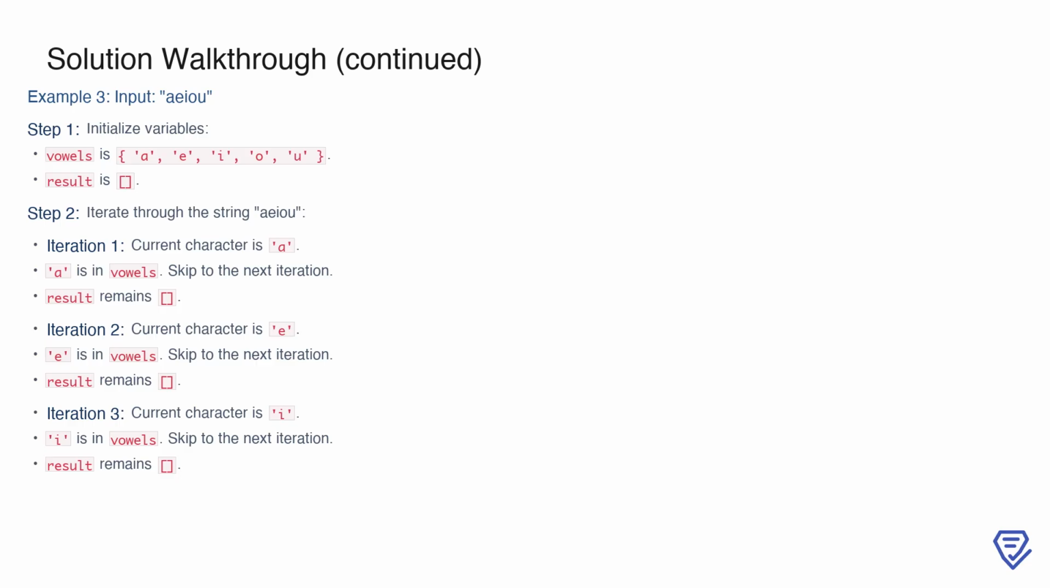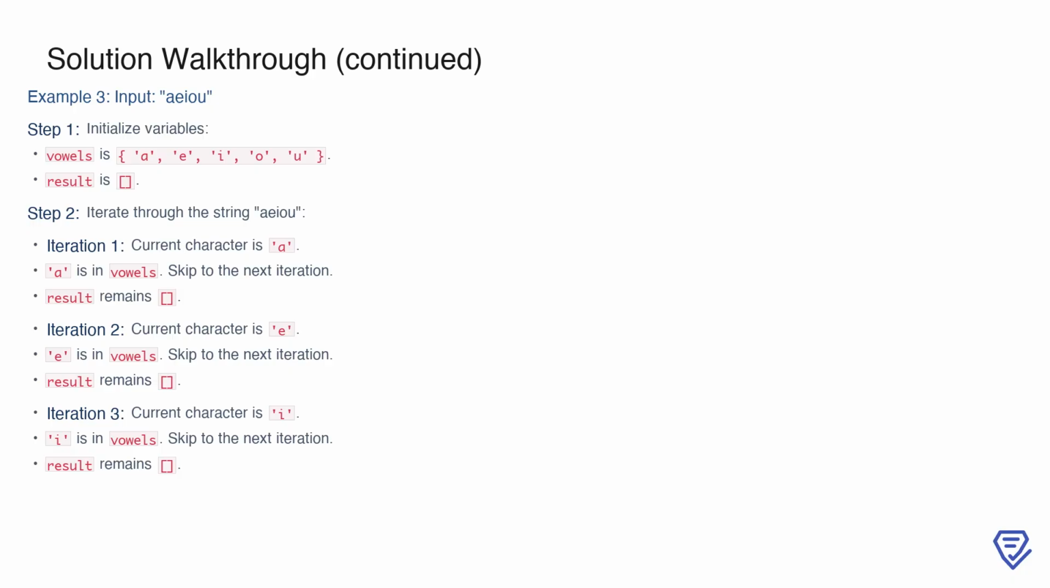Now, let's consider a third example where the input string is AIOU, a string that consists entirely of vowels. As always, we begin by initializing the vowel set and an empty result list. Starting the iteration, the first character in the string is A. Since it is found in the vowel set, we skip it and move to the next character without modifying the result list, which remains empty.